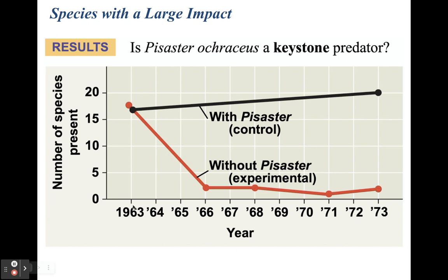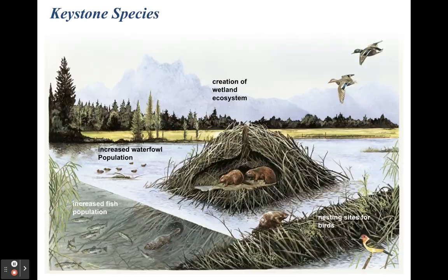And this data was collected over about a 10-year span. When Pisaster remained in the ecosystem, look at the biodiversity or the number of species present. It stays pretty high. But when Pisaster is removed, the biodiversity decreases steadily to a level of about 1. And you'll understand that much better after you watch the other video. All right, so the answer would be yes in this case.